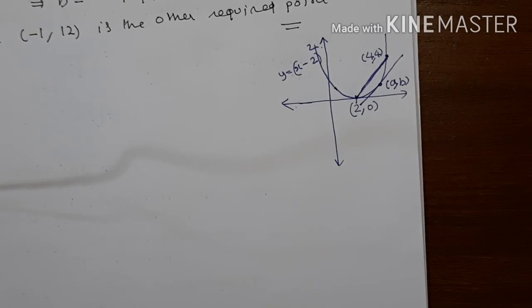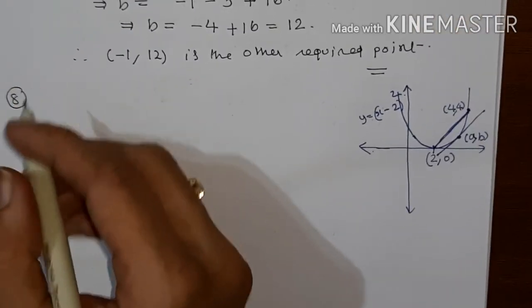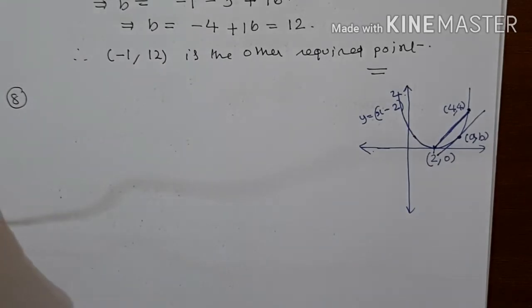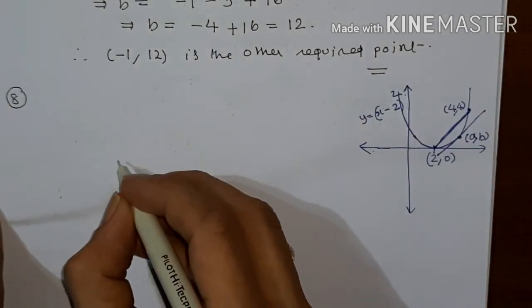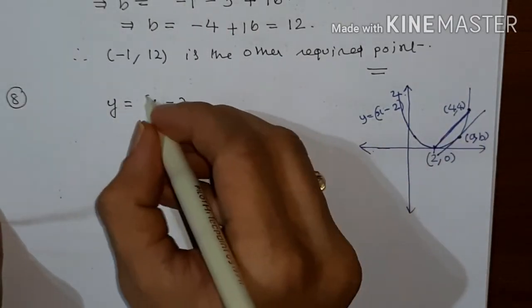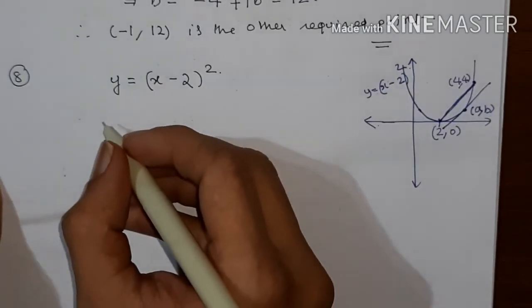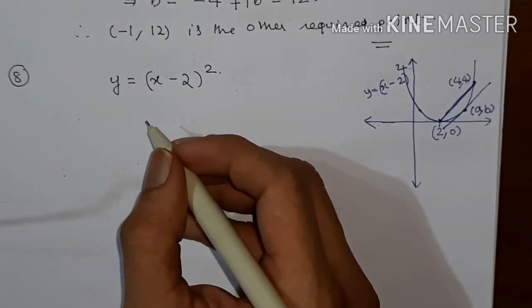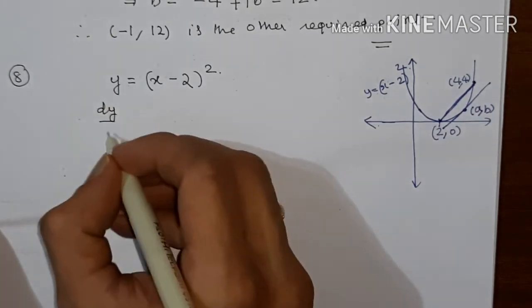So let us see how to solve. I have drawn the diagram which is required here. First let us see the curve which is given to us, that is y equal to x minus 2 the whole square. You know that to find the tangent we want dy by dx. So let us first find that.